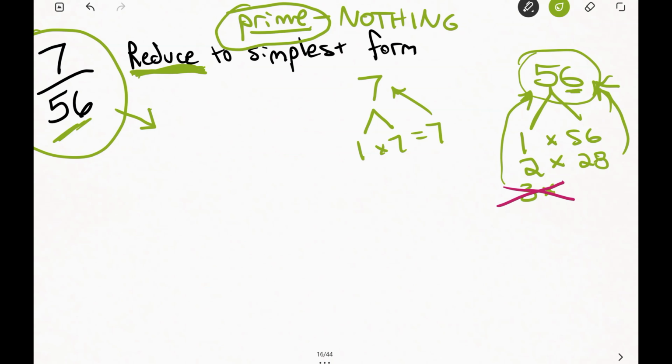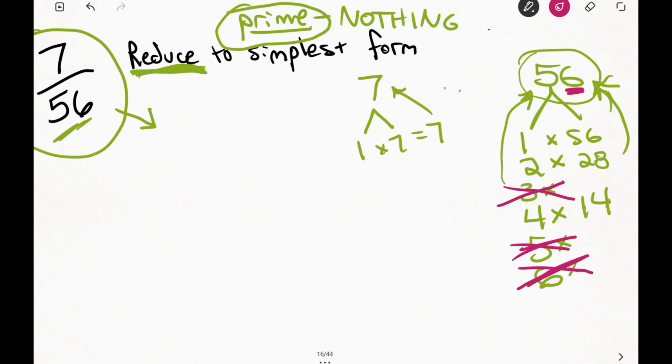So let's go on to 4. Does 4 go into 56? Yes, 4 goes into 56 14 times. What about 5? Does 5 go into 56? No, of course not, because anytime you take something times 5, it's going to end in either a 0 or a 5, and 56 does not have a 0 or 5 at the end. So no 5. What about 6? Does 6 go into 56? No, it does not. 6 does not go into 56 evenly.